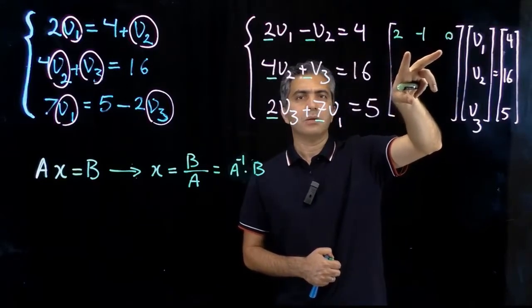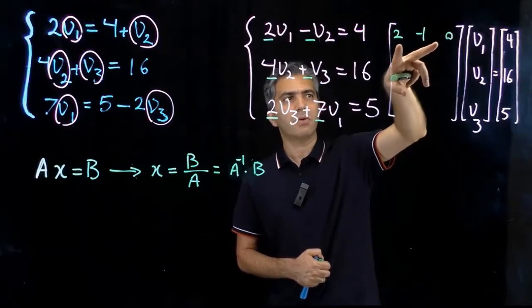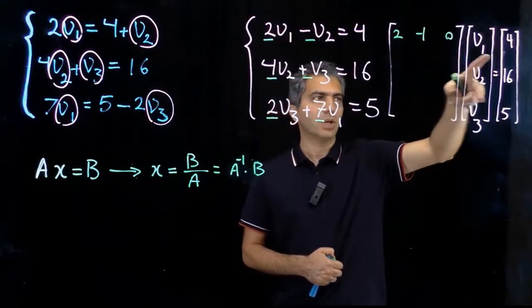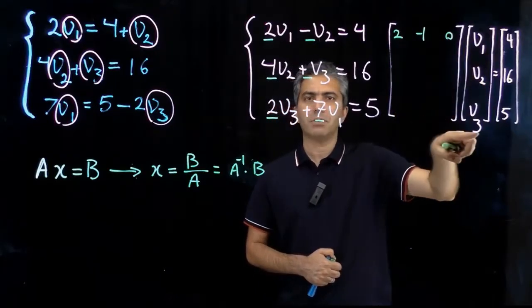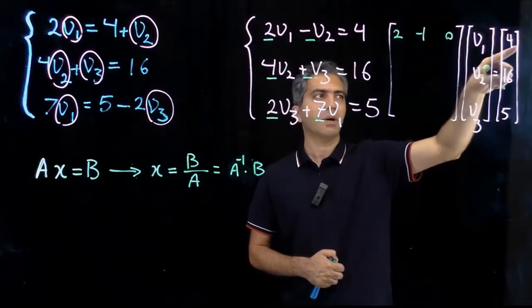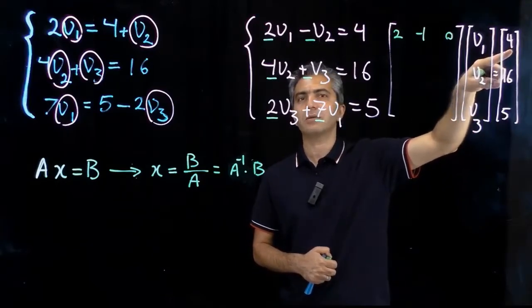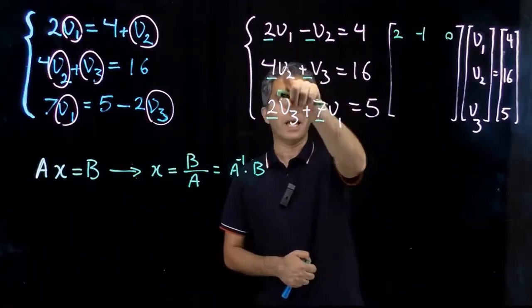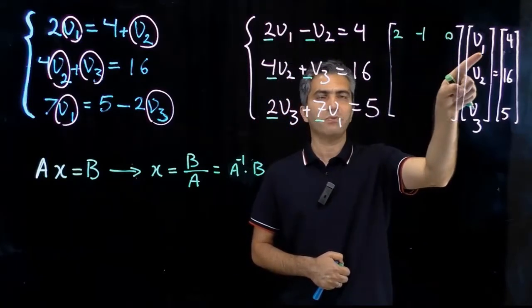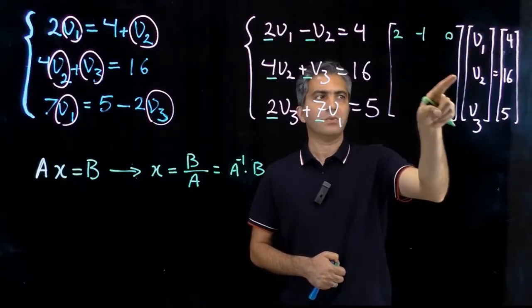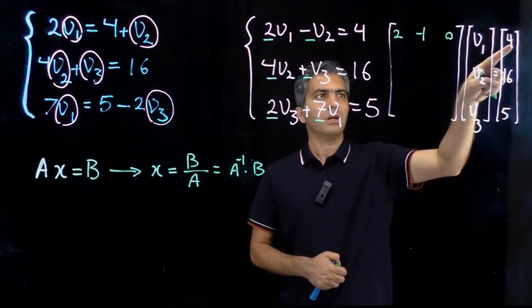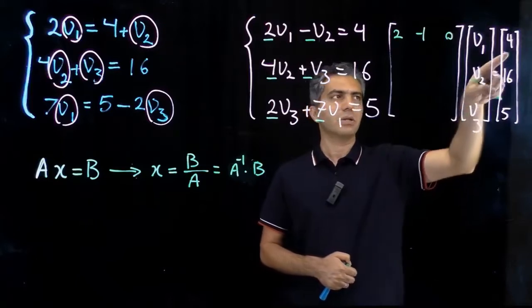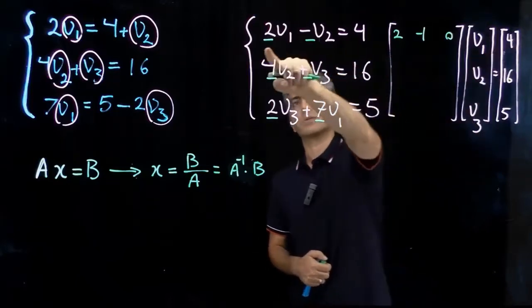How do we double check? We take this row, rotate it 90 degrees, multiply all the components element by each other, add them up, and equate to the first number on the other side, and that should give me the same equation that I had. So let's try that. 2 times v1 minus 1 times v2, 0 times v3, which is 0, is equal to 4, which is the same equation.